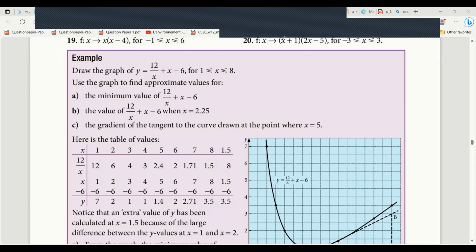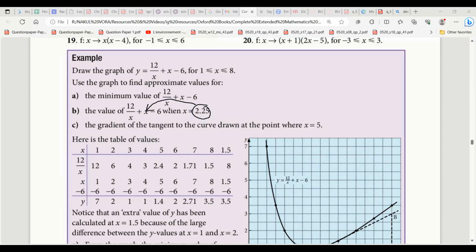So basically they are telling you, when x is 2.25, substitute it in this and tell us what the value of y is. Can you do it? Let's do it now. Put x equal to 2.25. Please find out this value: 12 divided by 2.25, plus 2.25, minus 6. What is the answer on your calculator? 1.58. 1.58. This is the value of the curve when x is 2.25.